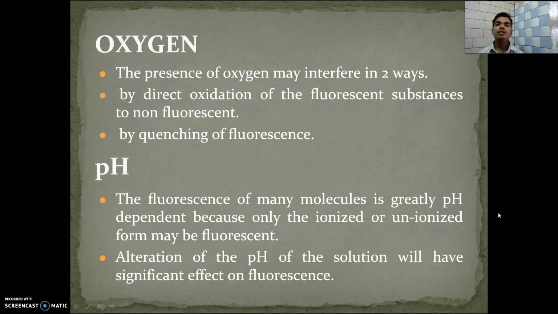Then oxygen. The presence of oxygen may interfere in two ways with the intensity of the fluorescence: by direct oxidation of the fluorescent substance to a non-fluorescent one, and by quenching of the fluorescence. Sometimes direct oxidation takes place in the fluorescent substance, and that varies the intensity of fluorescence in this case.